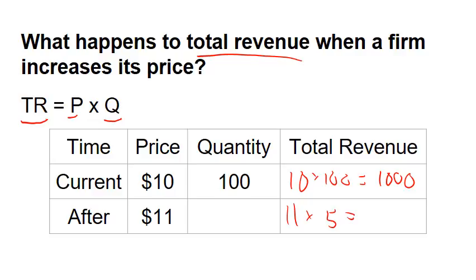But on the other hand, quantity might fall by a larger amount. What if quantity falls by 15? Then the quantity demanded will be 85, and the new total revenue will be 11 times 85, which equals 935.